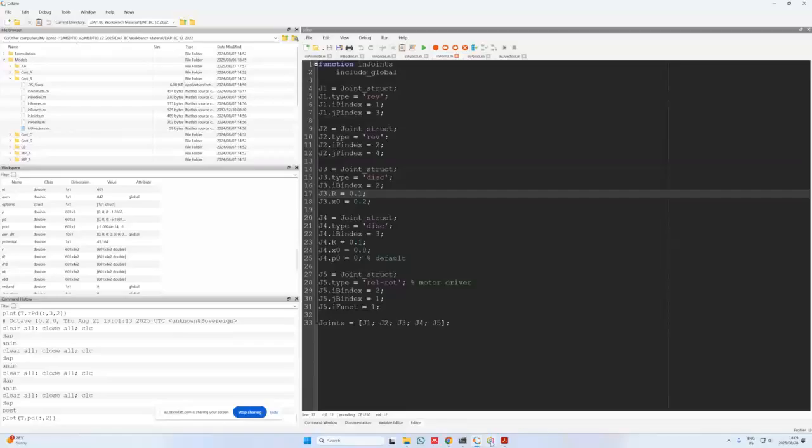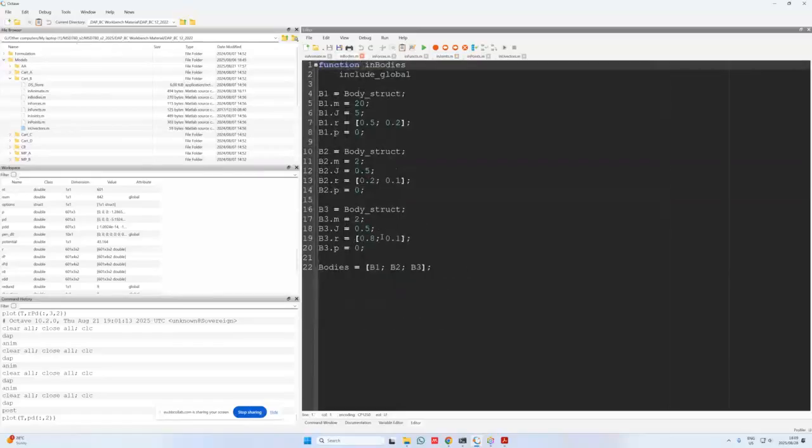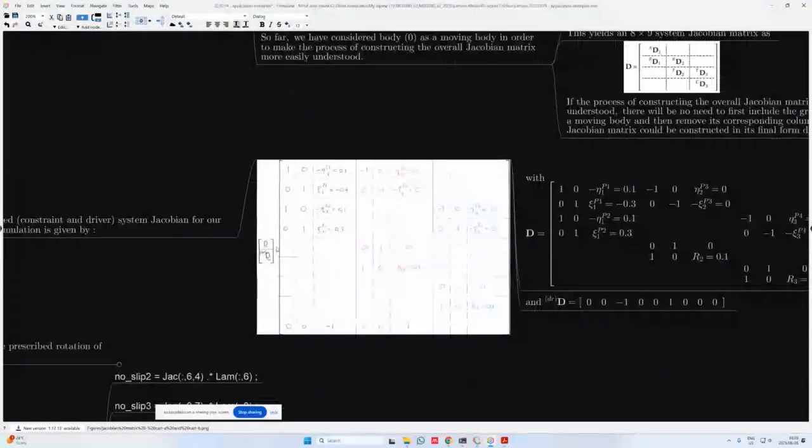How many bodies do I have in the system? Well, I have 3 bodies. I have the card body, which is body 1. Then I have body 2, which is the rear wheel, and body 3, which is the front wheel. Each of them has 3 coordinates, so it's going to be 3 times 3, which is equal to 9. So I'm going to have 9 rows and 9 columns when I construct my Jacobian. Okay, and this is indeed what I end up with in this case for the Jacobian that was constructed over here.